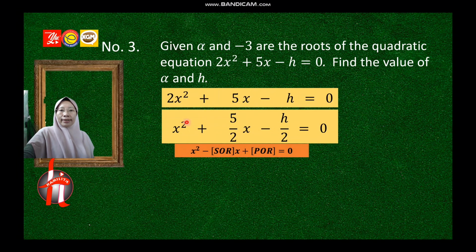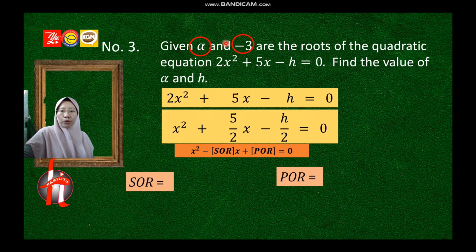So here it is 2, therefore we have to divide all the terms with 2. So we get x squared plus 5 over 2 x minus h over 2. All terms we divide with 2. So the purpose is to make the coefficient of x squared 1. So this is already arranged in the SOR and POR. We identify the roots given in the equation. They are alpha and negative 3. And then we get the sum of them and the product of both roots.